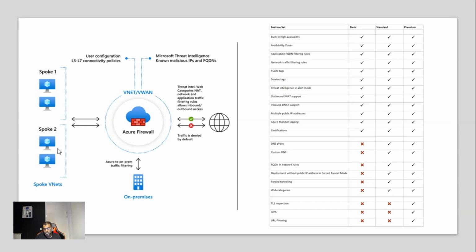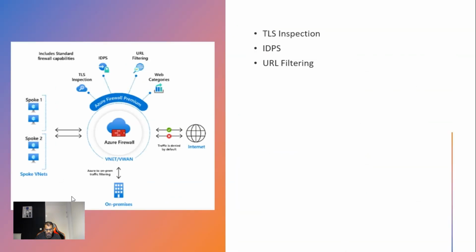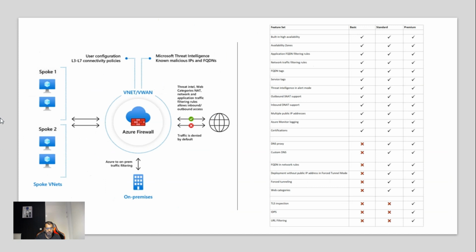If we talk about the feature comparison, let me take the laser pointer. When we're talking about the feature set, the basic tier has built-in high availability. It has availability zones. It has application FQDN filtering. It has FQDN tags and service tags. So these are all the feature sets that you can use on the basic tier.